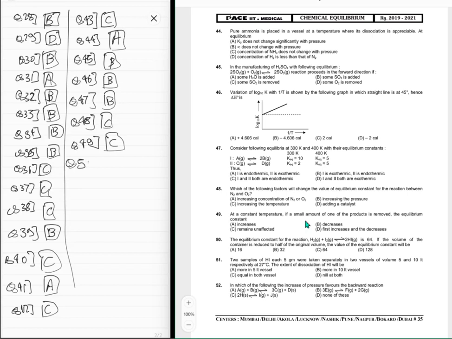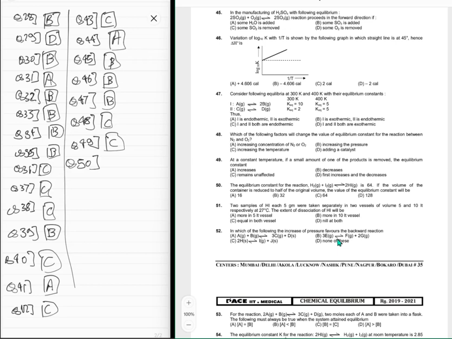Question number 50. The equilibrium constant for this reaction is 64. If the volume of the container is reduced to half, it doesn't matter, because this reaction has delta n gas equal to 0. So its reaction quotient is a unitless quantity, and that's why it doesn't matter if we change the volume, because it will get cancelled anyway.